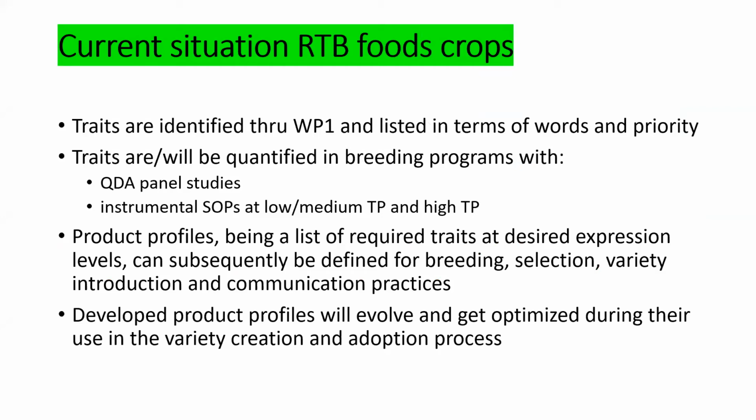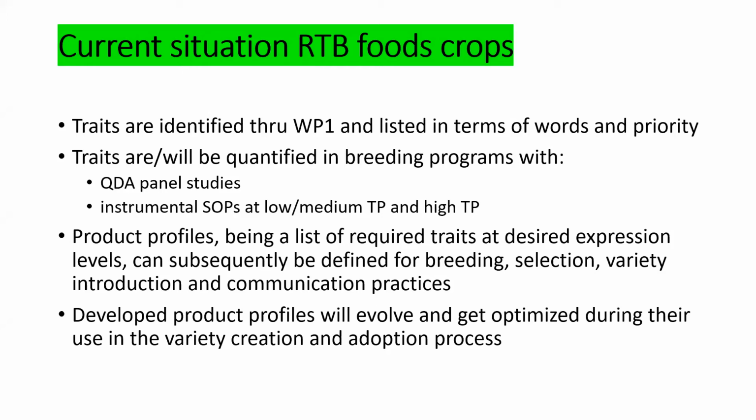If I look at the current RTB situation, the traits are identified through Work Package 1, and they are nicely listed in terms of words and priorities. It was an excellent job, and it gives a very nice overview of the traits. And a lot has already been mentioned about it, and you have a very pleasant situation that you know now which traits are relevant in all of the crops, where you should work on, and the challenge now is to translate those traits into quantitative traits and try to find the optima of those traits in the different crops and in different profiles.